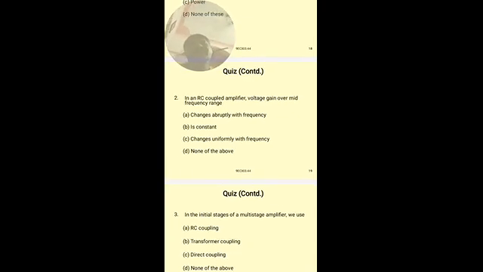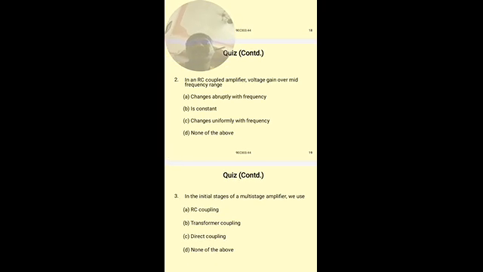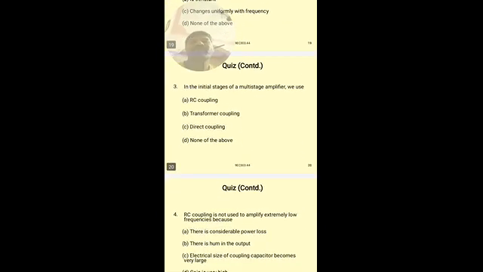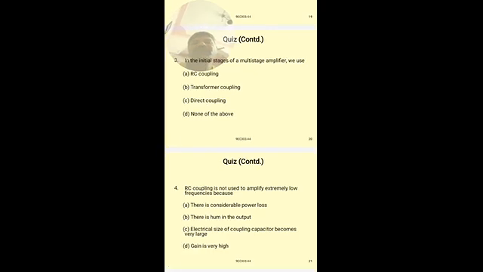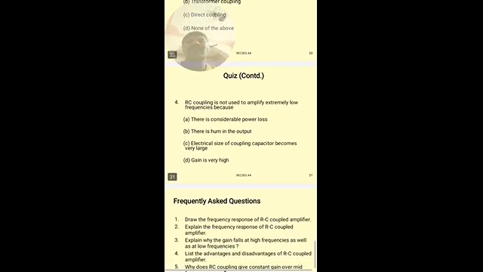In the initial stage of a multi-stage amplifier, we use RC coupling, transformer coupling, or direct coupling. In the initial stage of a multi-stage amplifier, we use the RC coupled amplifier. RC coupling is not used to amplify extremely low frequencies because there is considerable power loss, there is a hum in the output, and the electrical size of the coupling capacitor becomes very large.